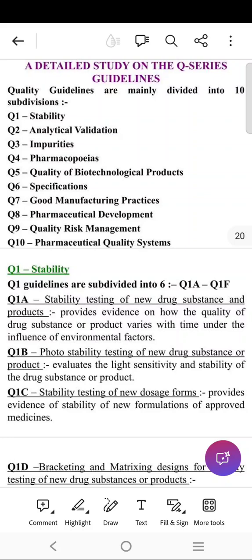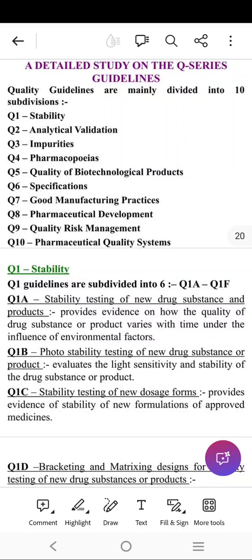Hi everyone. Here I'm explaining about the Q series guidelines. The Q series guideline in ICH is very important for understanding the quality of our products. It is very helpful if you belong to the pharmaceutical industry, or if you're pursuing pharma, biotechnology and life science. Let's discuss what the Q series guideline is and what its importance is.